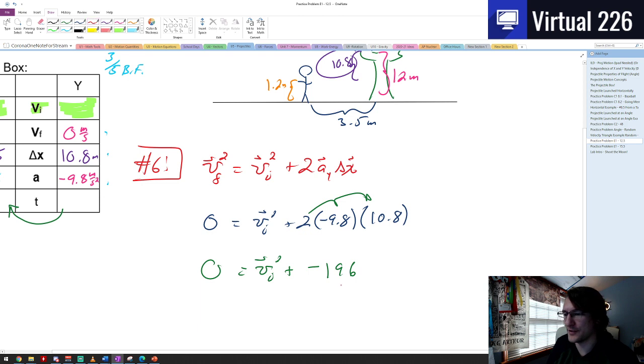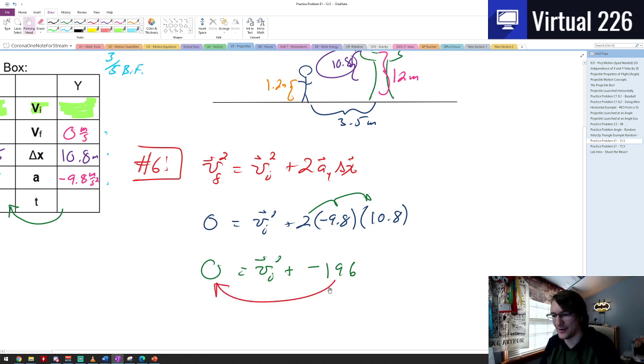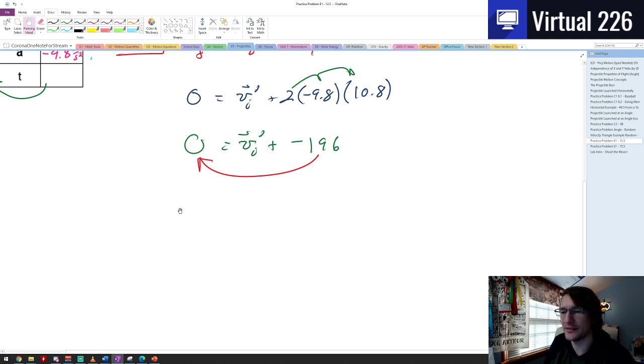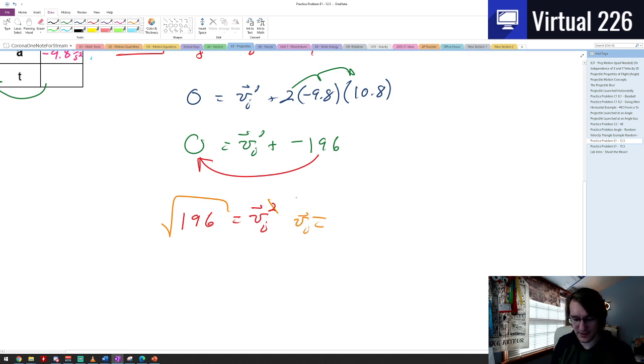And to solve for this vi, we're going to bounce the 196 over to the other side. That's adding it over, and that's what we want, because now we've got a positive 196 equals the initial velocity squared. And now when I take the square root, oh, I was worried there. Now when I take the square root, we'll find that our initial velocity is, what is this? 14. Ooh, perfect square. Meters per second.